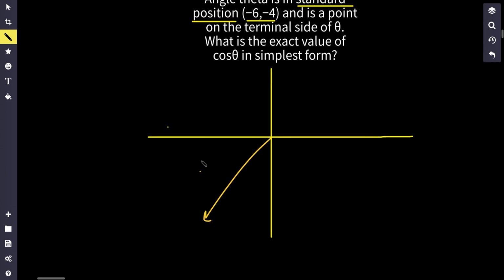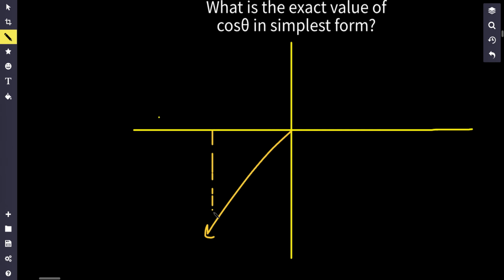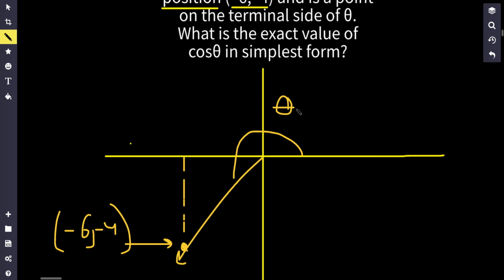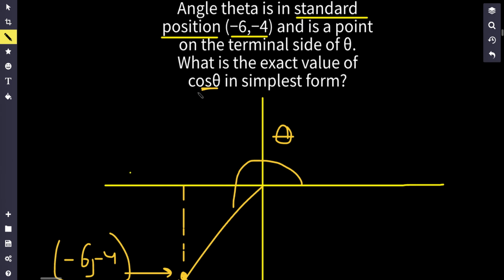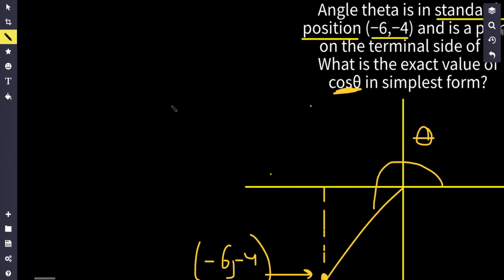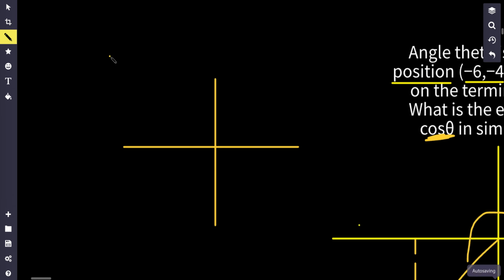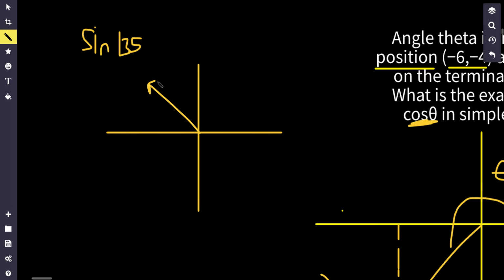So -6, -4 is somewhere over here. So let's just say this right over here is -6, -4, and okay, it creates this angle. Now, in order to find cosine of theta, what you have to realize is that when you're doing unit circle problems, let's say we want to find sine of 135, for example, the practice problem that we did. Well, 135 degrees is right here, and what we did was we only cared about the reference angle.